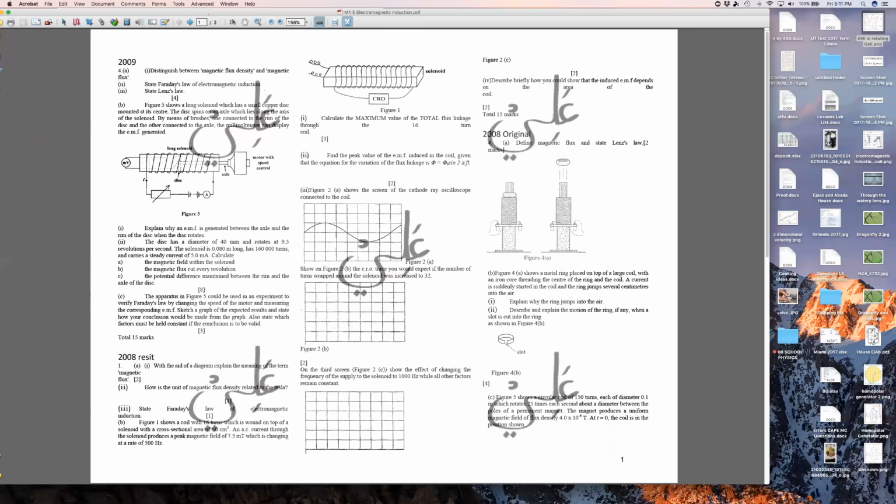Question 2008 original, part C. It's a past paper handout on electromagnetic induction. Right? 5 minutes on that. Just 5 minutes. Then I'll come and answer and we'll do a few more questions. Okay, I'm going to mute my mic for 5 minutes.